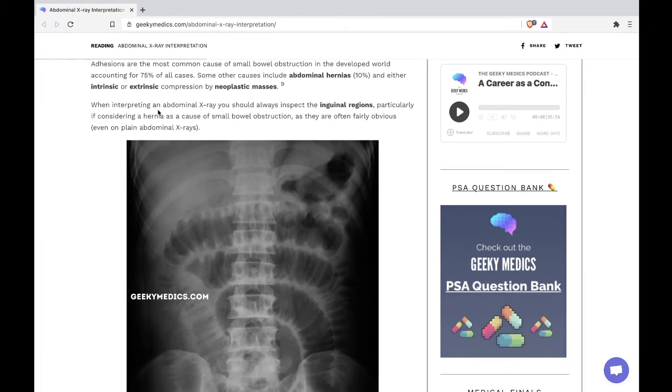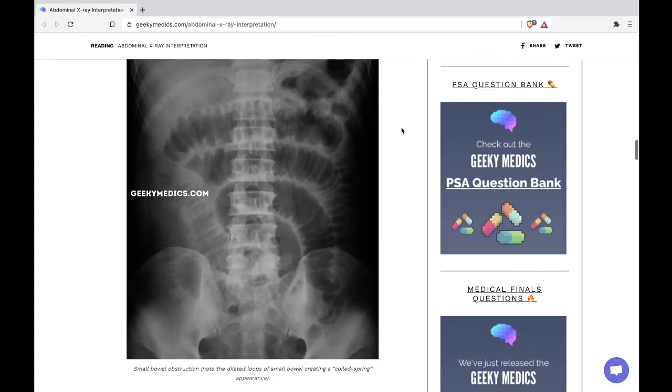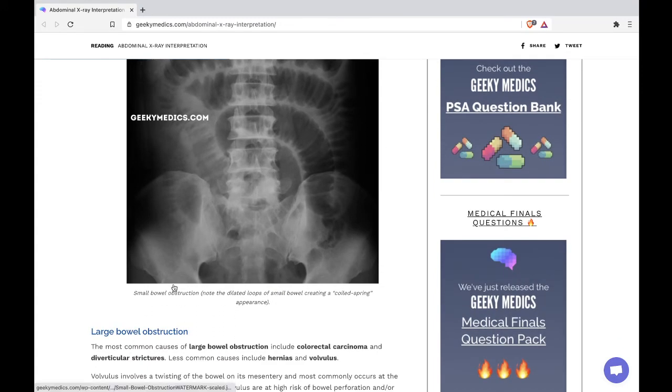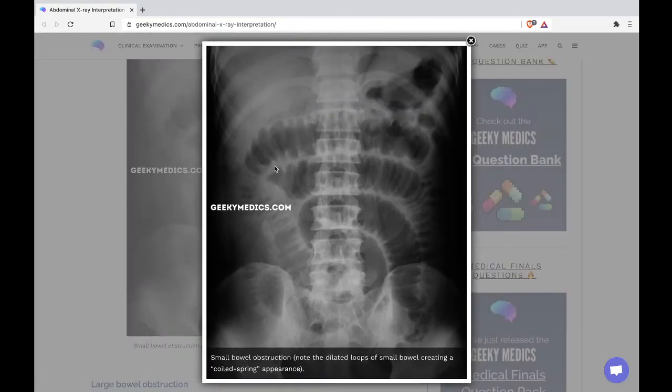When interpreting an abdominal x-ray, you should always inspect the inguinal regions, particularly if considering a hernia as a cause of small bowel obstruction, as they are often fairly obvious even on plain abdominal x-rays. Is this an x-ray of a hernia? Small bowel obstruction, note the dilated loops of small bowel creating a coiled spring appearance. So you can see, it does look a little bit like a spring. So it is small bowel obstruction.